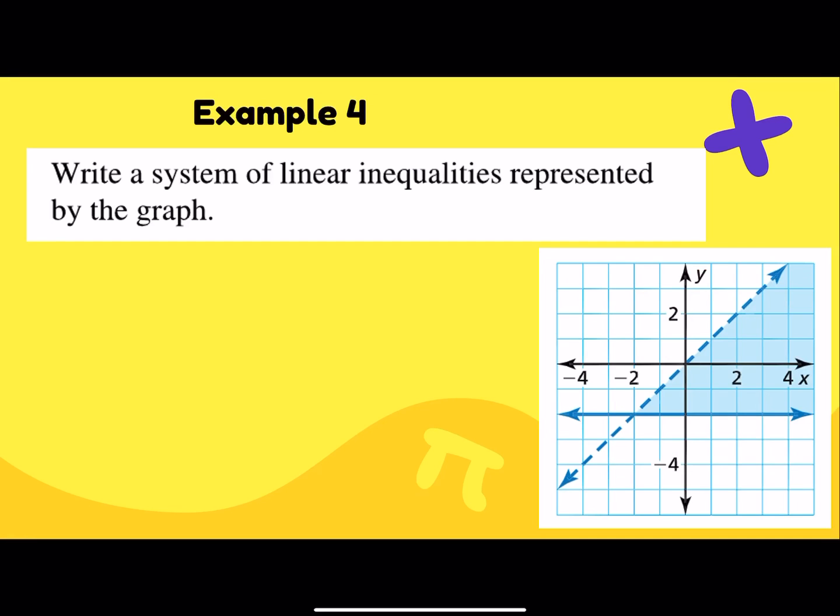Okay, last one. Write a system of linear inequalities represented by the graph. So I'm doing this backwards. I want two equations that go with this graph.